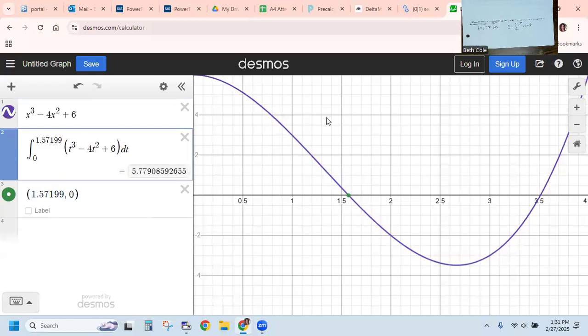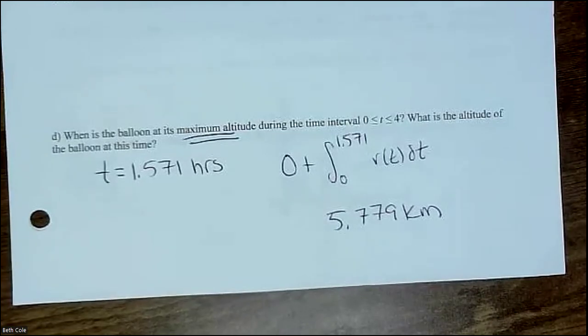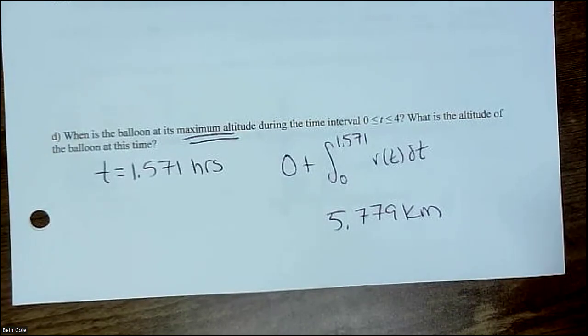Right there. All right, how far up is the balloon? Yep, 5.779 kilometers. Why is that number bigger than the other one that we got? The maximum. Okay. That's pretty far.